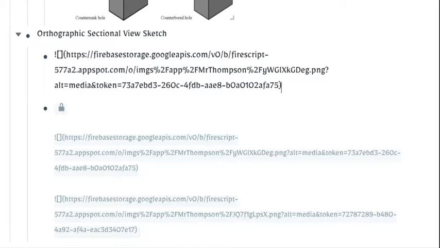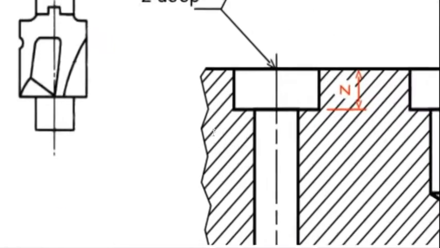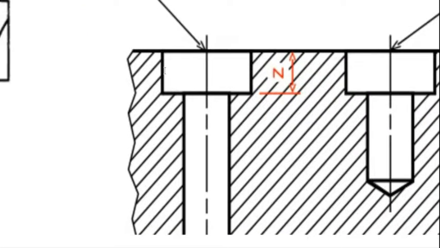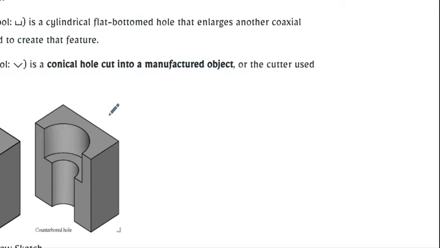There you go. Technology is awesome. There we go. Right? So this is an example of the counterbore hole. Do you see where the flat bottom part is right here? Let's go back to the picture. Here's the flat bottomed part.